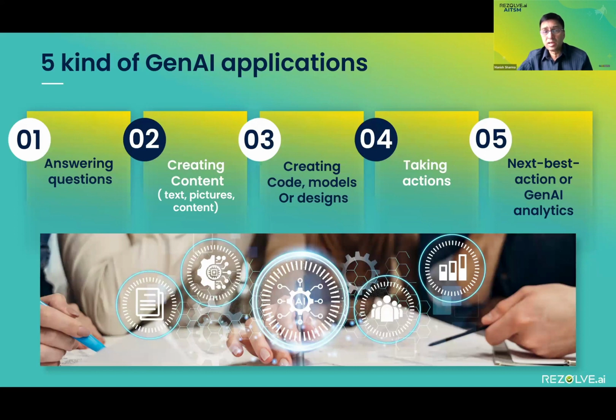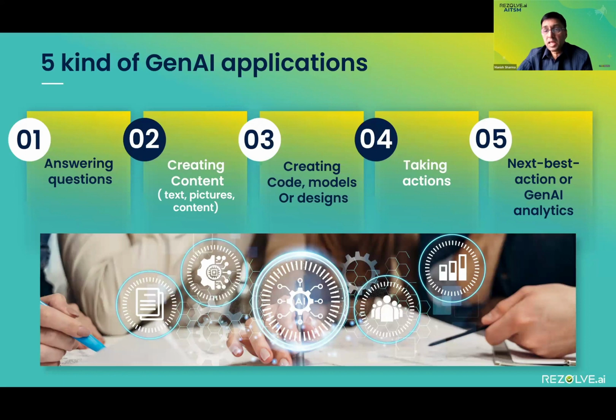Second is creating content. You might be creating a job description, you might be creating a picture, you might be creating a marketing video, stuff like that. That's creating content. GenAI can do that for you. Third type of GenAI application is creating code. You want to write new code. GenAI can write new code for you, or create a new design, architectural design, stuff like that.